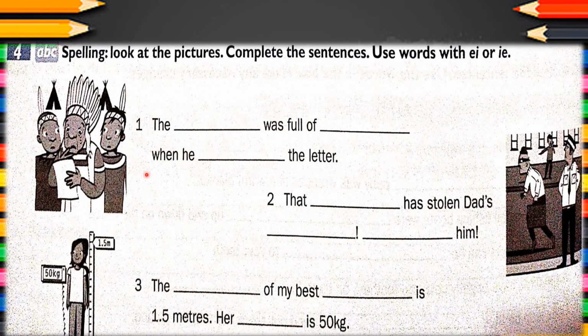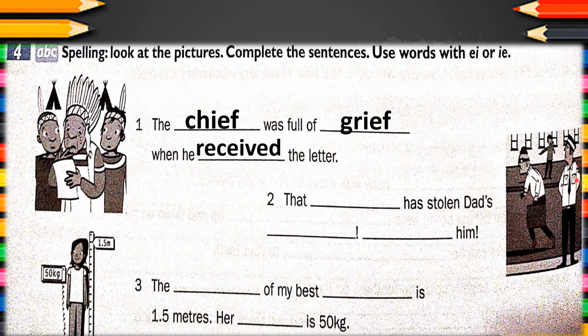Now the last question. Look at the pictures. Complete the sentences. Use words with EI or IE. Look at the first picture. We have, excellent, this is the sheep. So the sheep was full of what? Grief. Yes, he is sad. When he what? He has a letter. When he, excellent, received the letter.